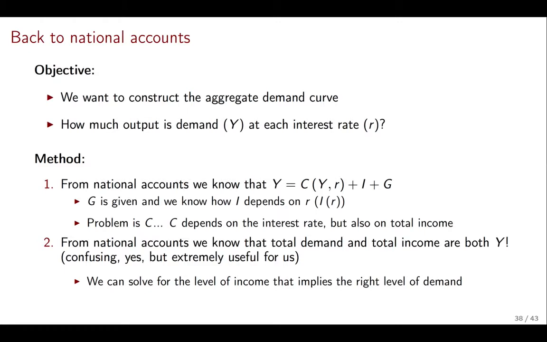Now, the way to do that comes again from national accounts, because we know that in equilibrium, total demand and total income are both equal, and both equal to Y. And while this can seem confusing, it is actually extremely useful, because we can solve for the level of income that implies the right level of demand. Really, what we're looking for is the solution of a system in which you demand exactly enough to be internally consistent with the national accounts and getting the right total income. We're going to see how this works graphically.